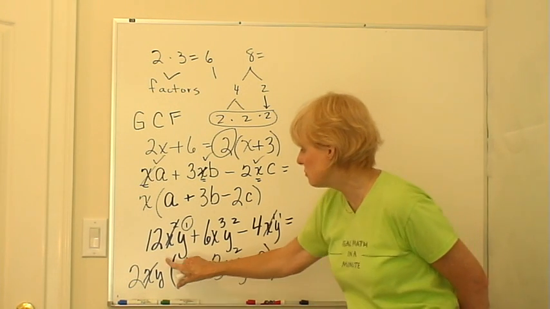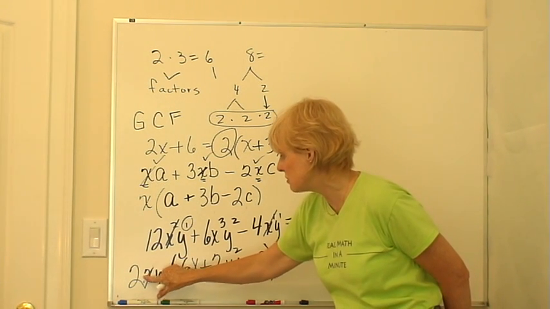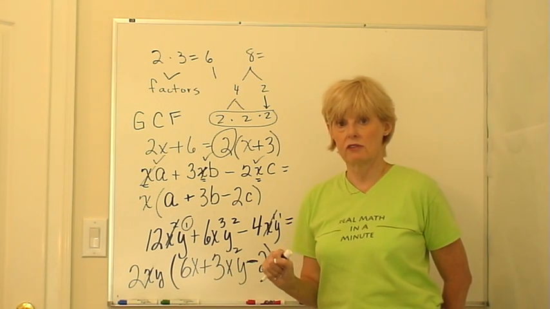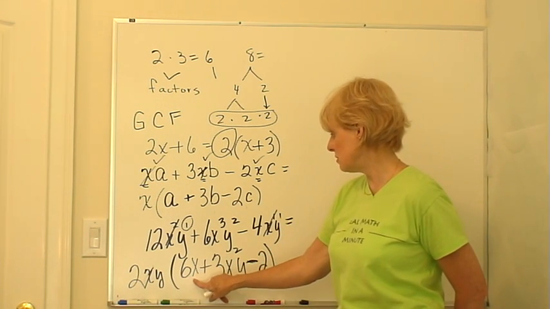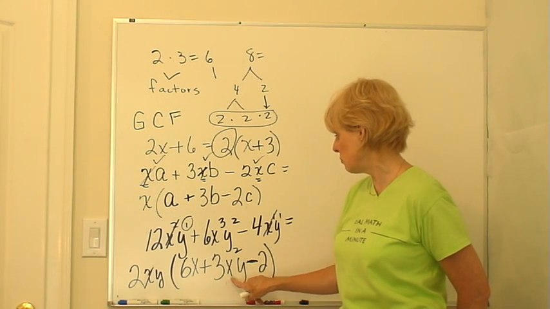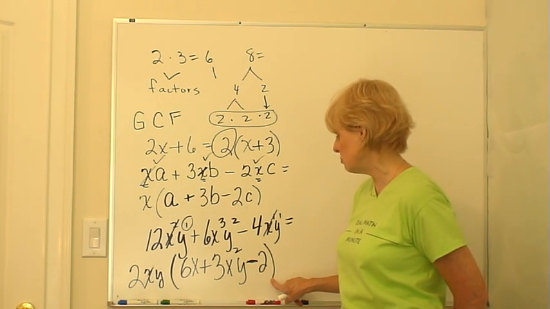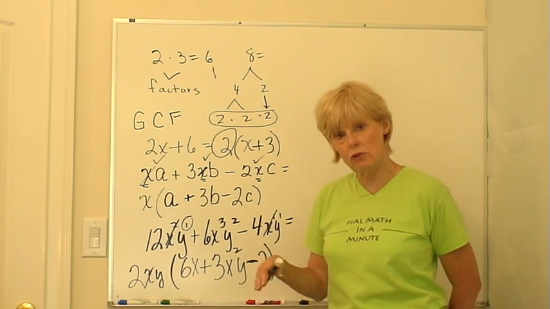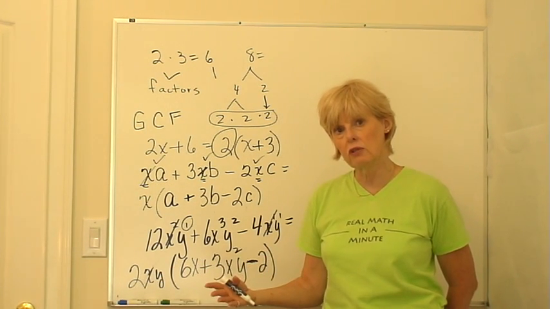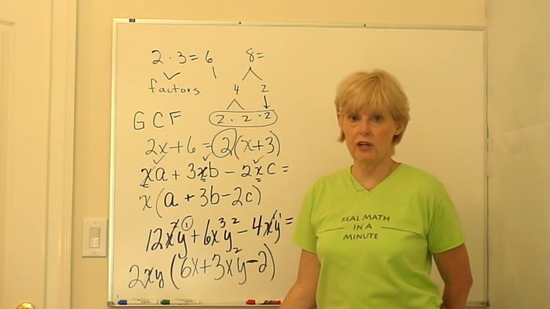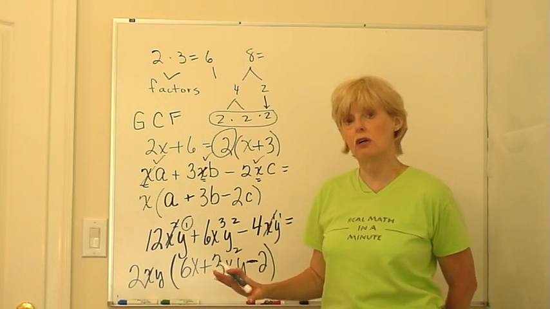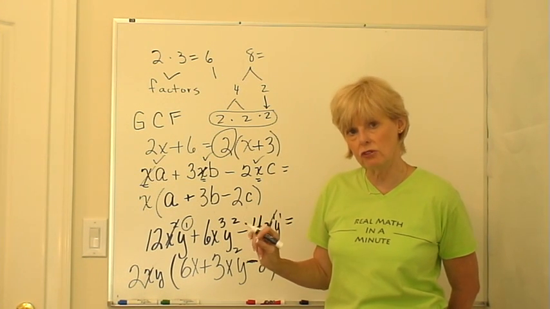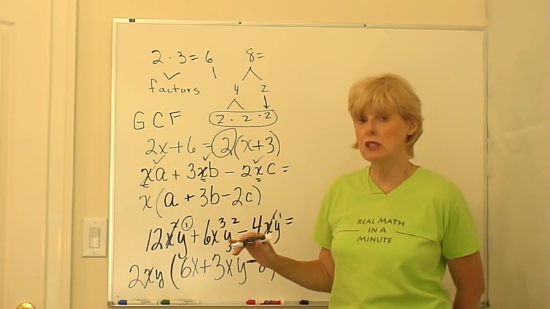So my final answer is 2xy is the greatest common factor. And then what I have left is 6x plus 3x squared y minus 2. And that expression has been completely broken down as far as it will go. This is just one type of factoring. There's several, and we'll try to go over all of those. But this is the type that you always try first. Okay? And I'll say that many, many times.